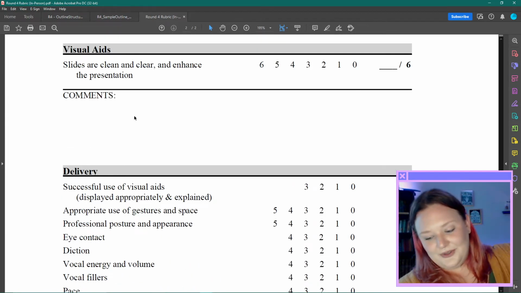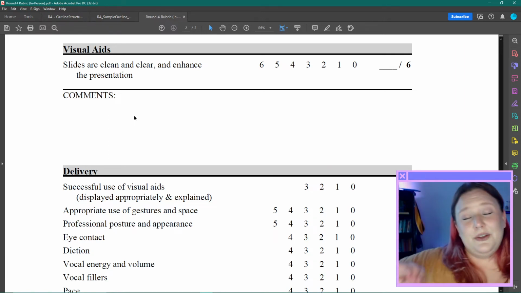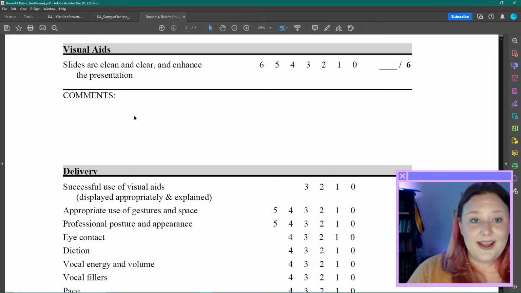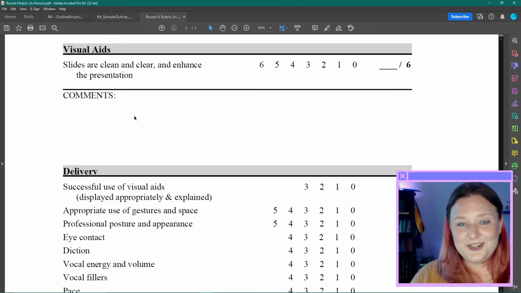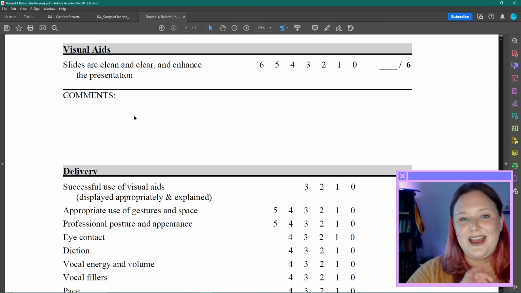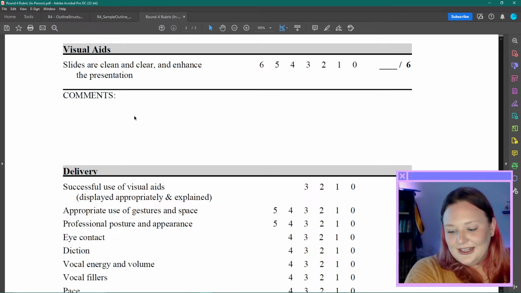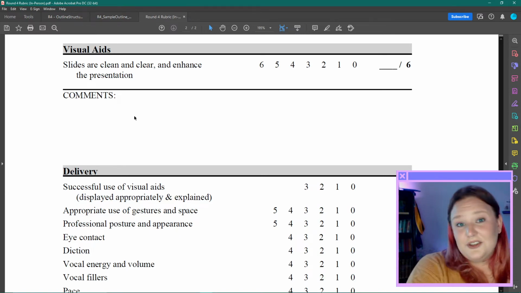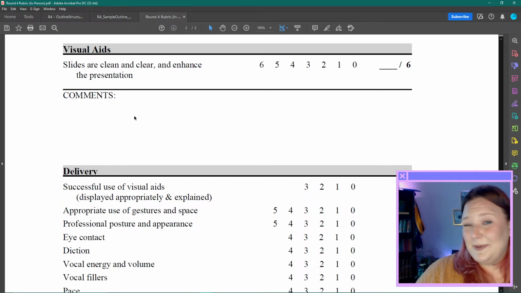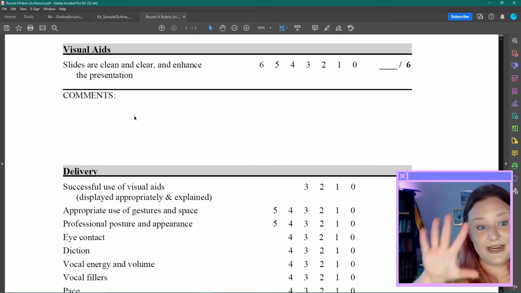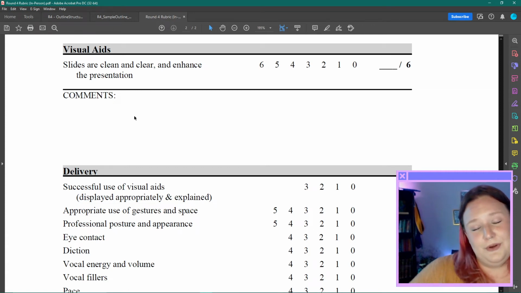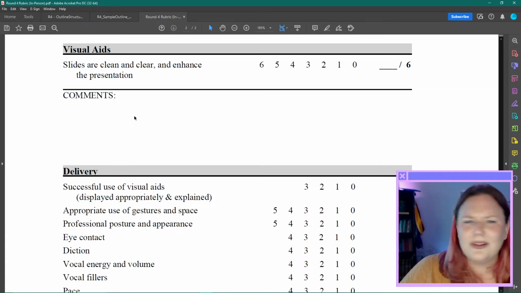Moving on to your visual aids. Again, you will be using slides for your speech in class. Make sure that your slides are clear, that they support your message, that they are not distracting. Generally speaking, I'd like to see at least one slide for each of the 5 steps in Monroe's motivated sequence. You can totally have more than that, but I'd love to see at least one for each step.